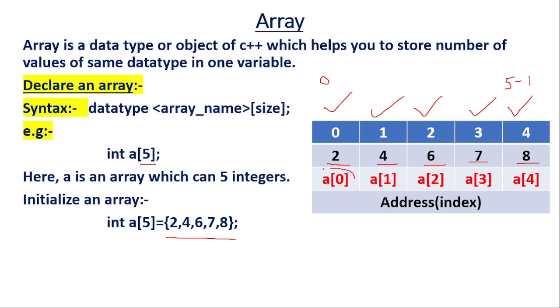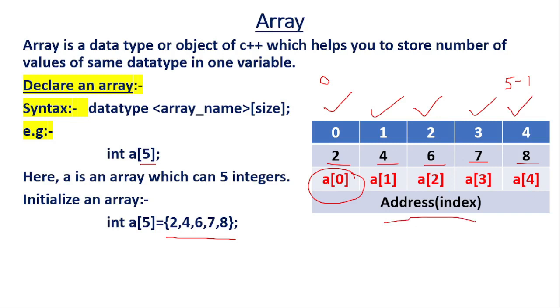So how can we fetch each and every element of the array? That is with the help of index. Like this, you will write a[0] to fetch the value 2. ओके, अगर आपको 4 वैल्यू लेनी है तो आप क्या लिखोगे? a[1] लिखोगे. And for 6 you will write a[2], for 7 you will write a[3] and for 8 you will write a[4].